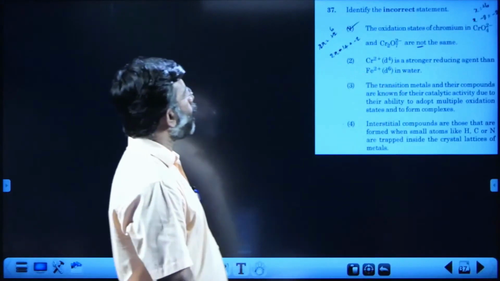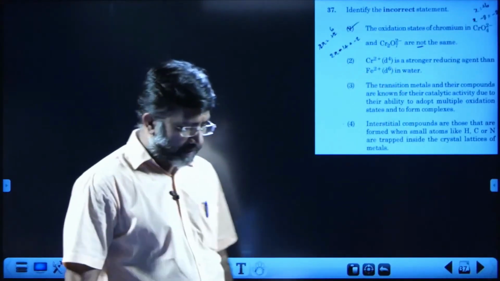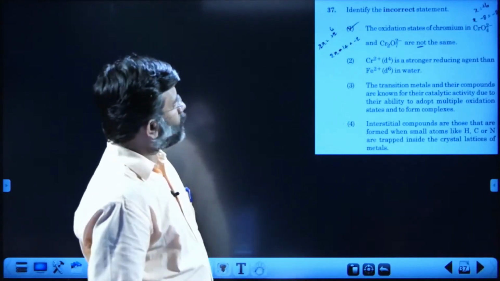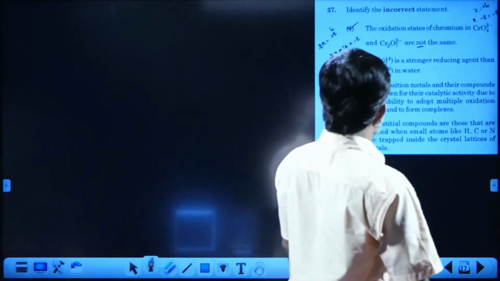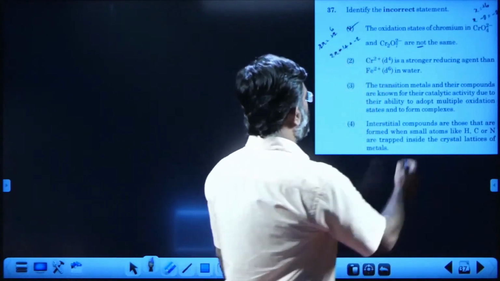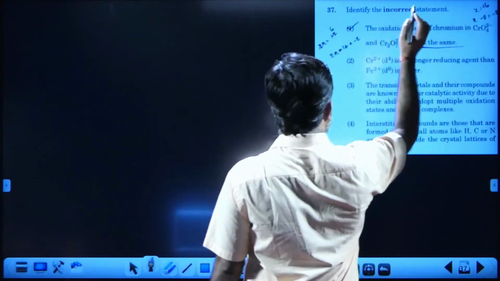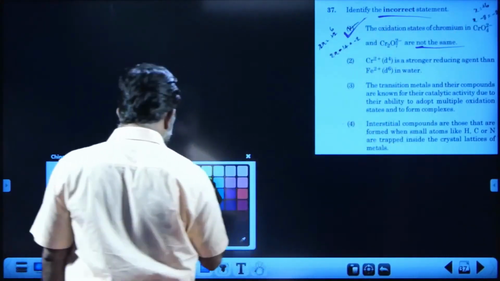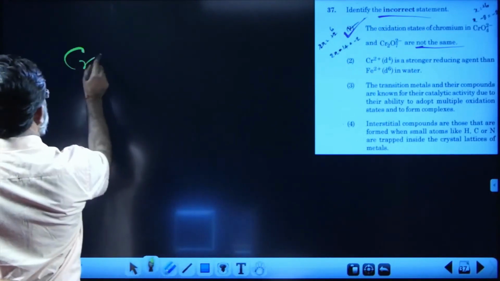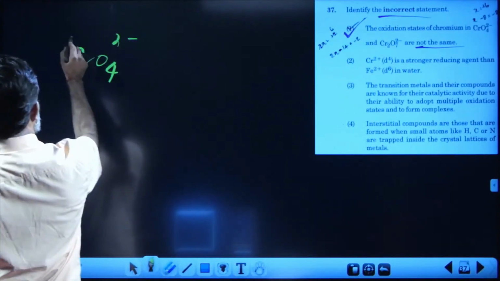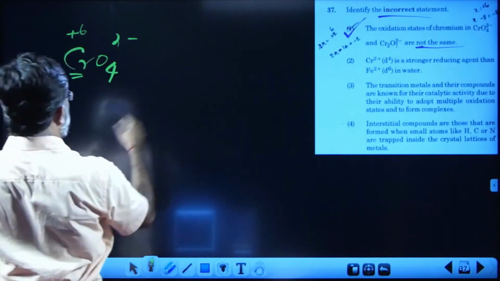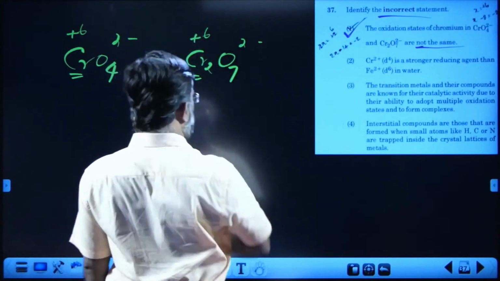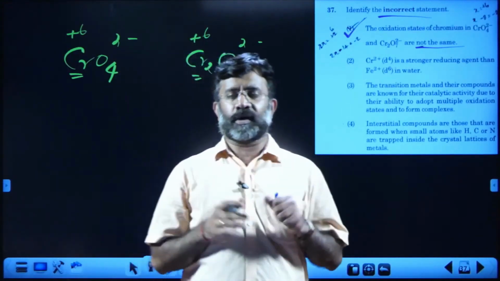37th question. Identify the incorrect statement. The oxidation states of chromium in CrO4 2 minus and Cr2O7 2 minus are not the same. It is the incorrect statement, and that is the answer. Why? Because in both, the oxidation state is the same. In CrO4 2 minus, you can work out, chromium is plus 6. In Cr2O7 2 minus, the value will be plus 6. Both have the same oxidation state.